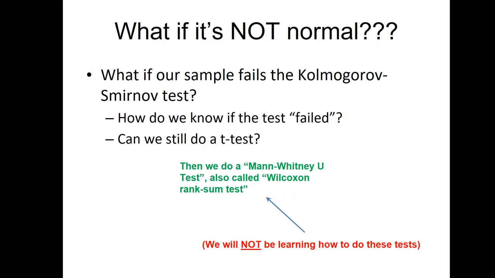What if it's not normal? What do we do if it's not normal? I didn't tell you about that. I'm telling you now. You do a different kind of test. Usually it's something called a Mann-Whitney U-test, which is also called the Wilcoxon rank-sum test. In this class, we will not be doing that. I may ask you when to do these tests. I'm definitely not teaching you how. So don't worry about learning how to do them, but it might be useful for you to know that they exist.